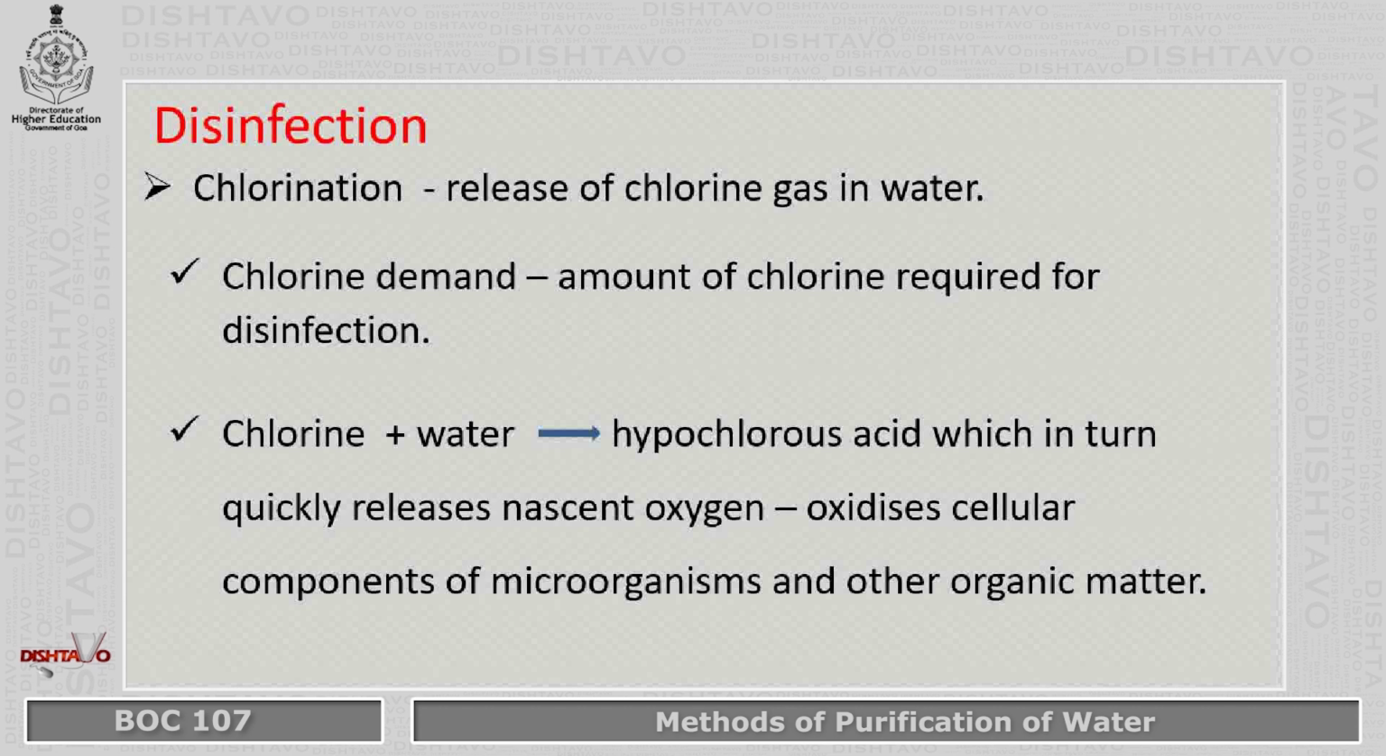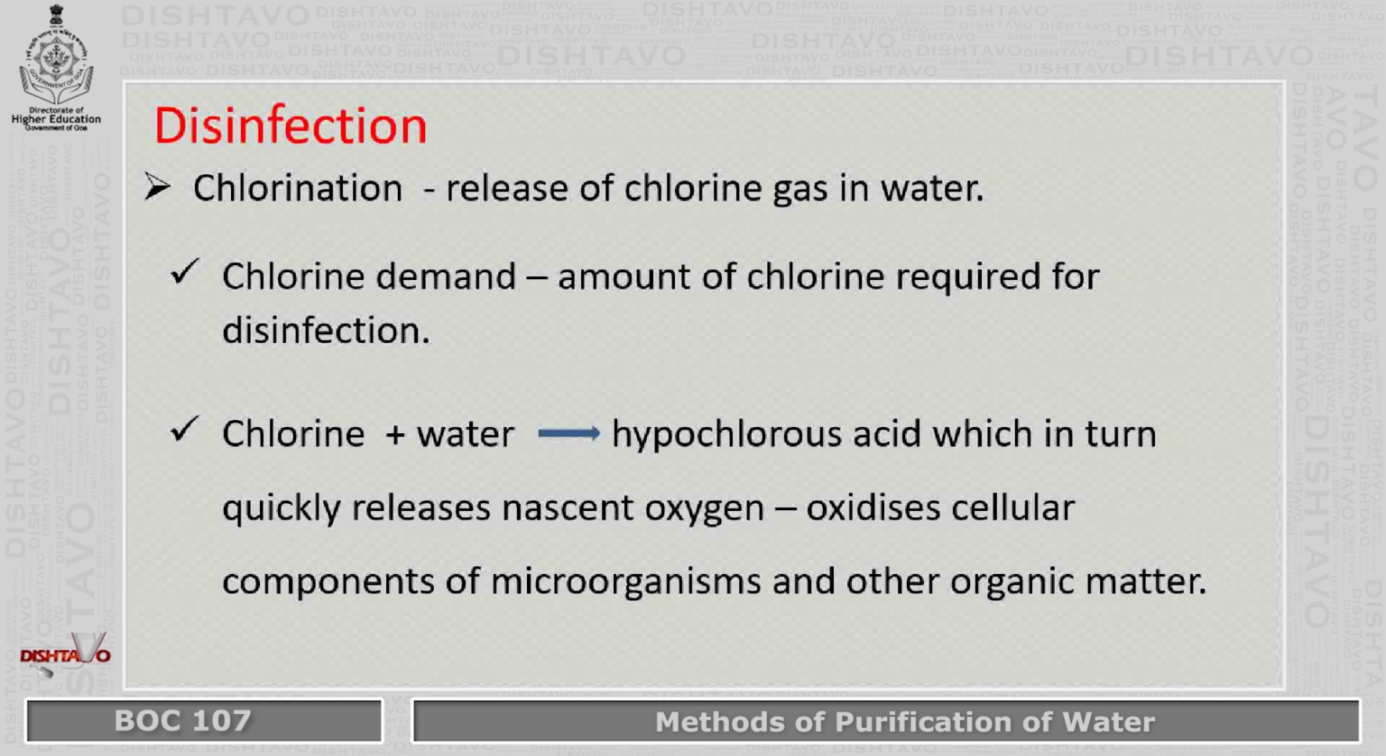Disinfection is carried out by a process called chlorination. Chlorination involves release of chlorine gas in the water which readily mixes with water. The amount of chlorine gas which is required depends on the amount of organic matter which is present in the water and the microorganisms that are present in the water. This is referred to as chlorine demand.